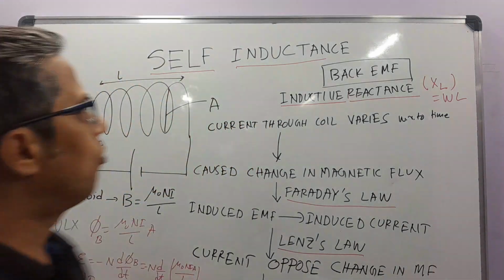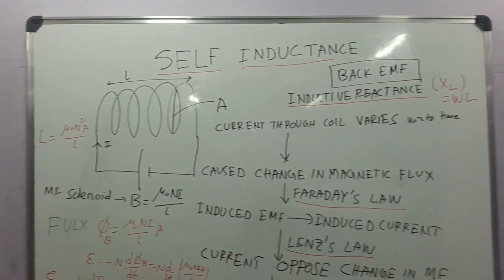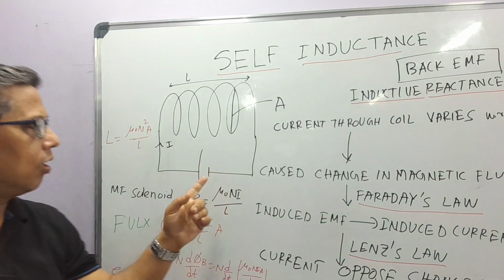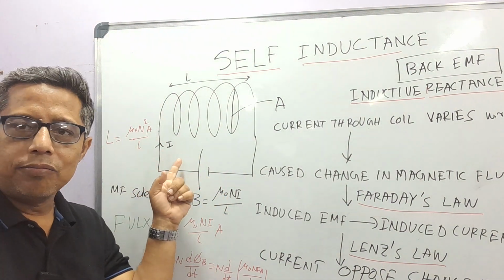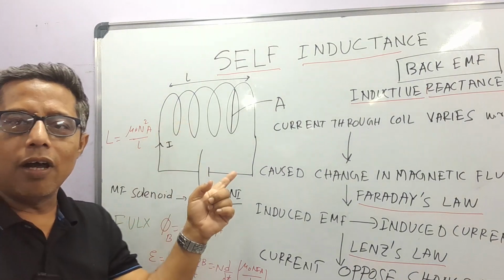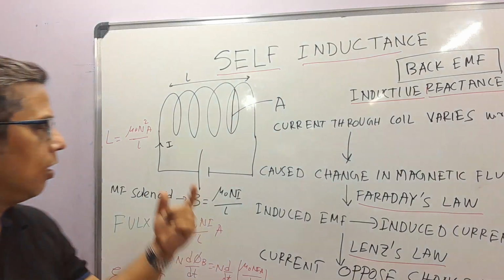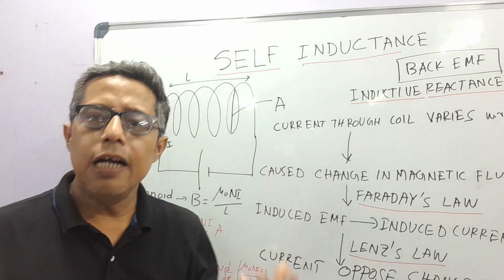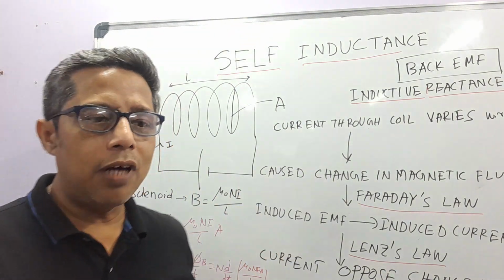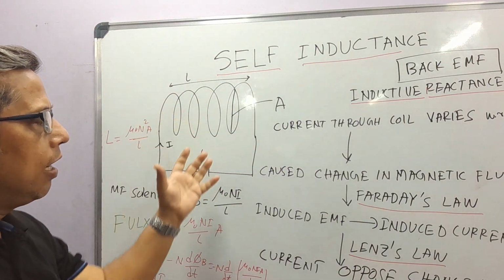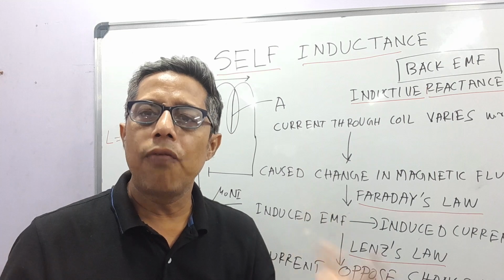Okay, let's come to the point. So we took a coil here. This is a solenoid, right? Inside this coil we are sending current. Once current is flowing in the coil, it will produce a magnetic field. It is part of electromagnetism. Now, it's producing a magnetic field. That means we will get the flux.